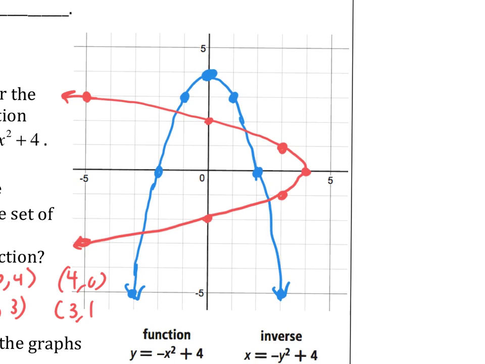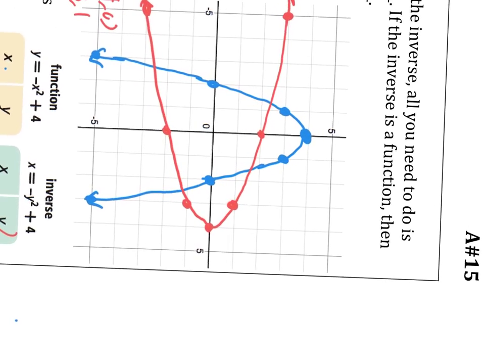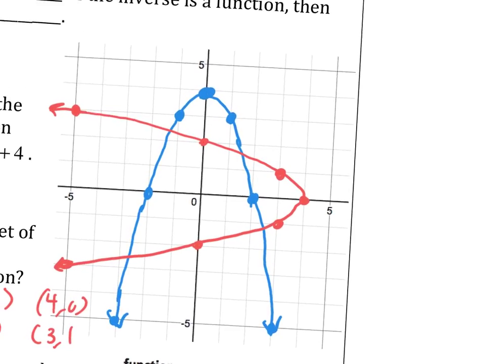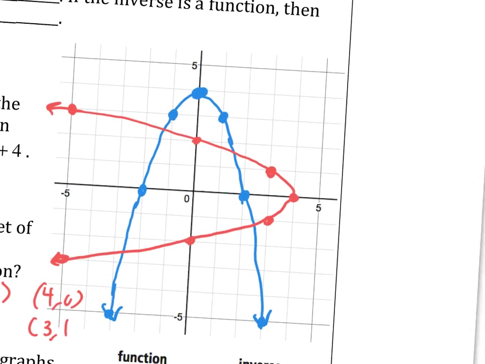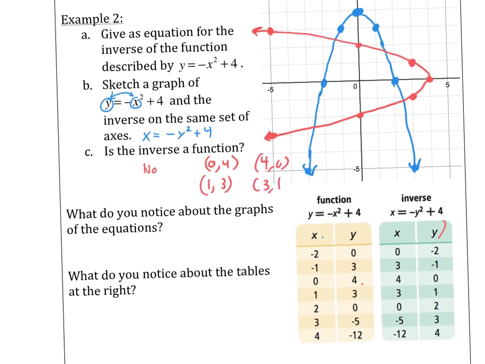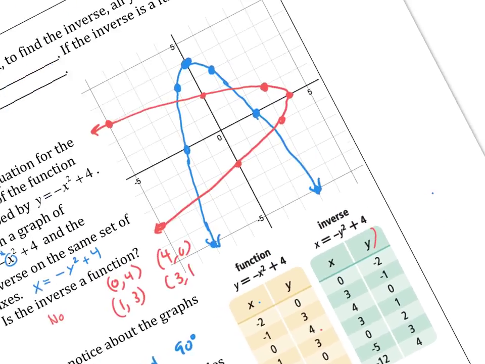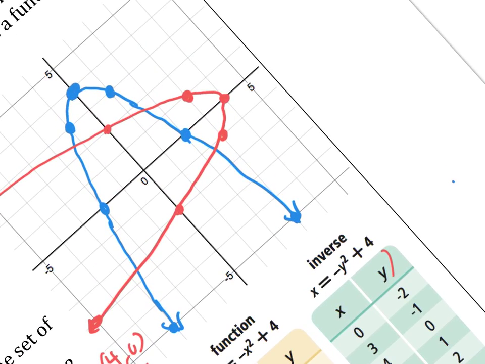Okay. So let's notice some things here. What do you notice about the graph here? Well, notice if I just take the blue and rotate it, essentially you get the graph. So what's something that we notice about the graphs? That the inverse is rotated 90 degrees. But there's something else you could observe, maybe.